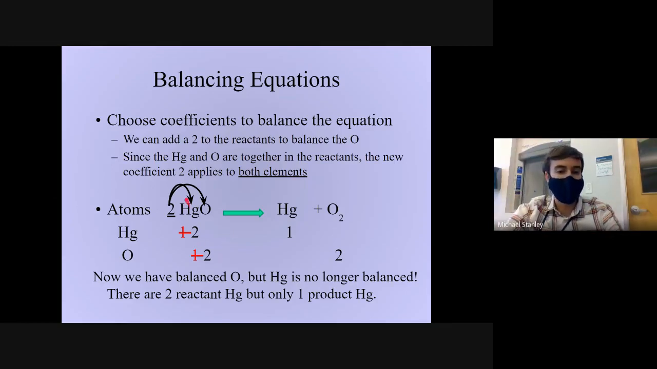So there are 2 Hg's in the reactants, thanks to this 2 that we added. But there's only the 1 single Hg in the products. So is there anything we can do over on our product side to make our Hg's balance out a little better?